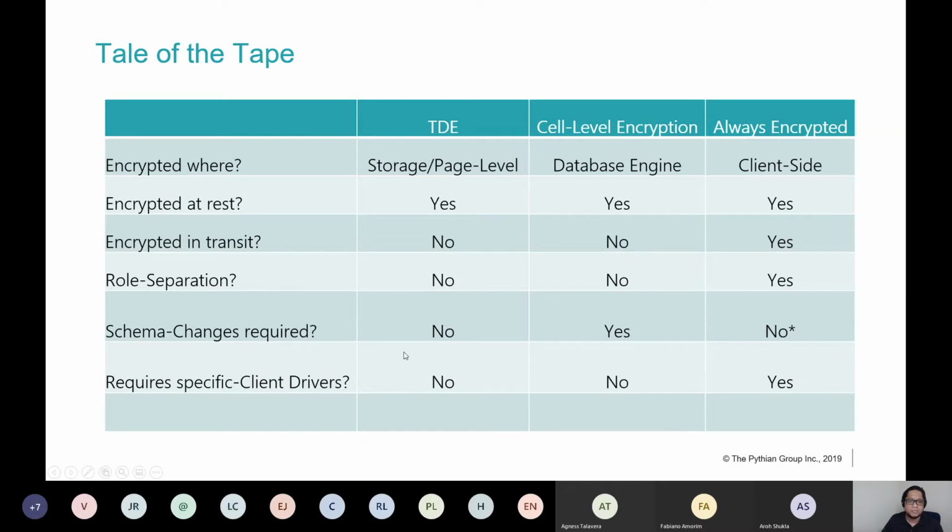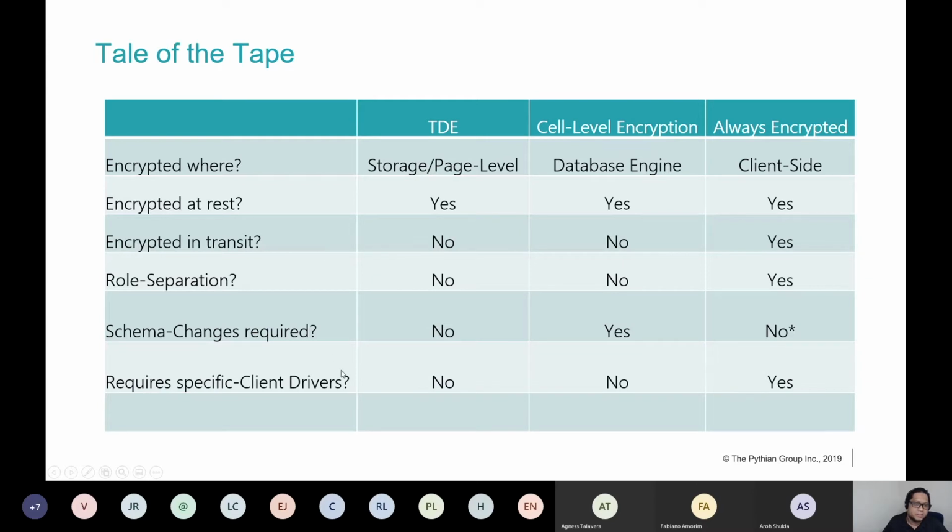Schema changes required. For TDE, there's no schema changes required. For cell level encryption, there are schema changes. You need to change the column itself. And then for Always Encrypted, well, on the documentation, it's going to say there's no changes required. Well, but I'm going to show you later on why I put an asterisk on that.